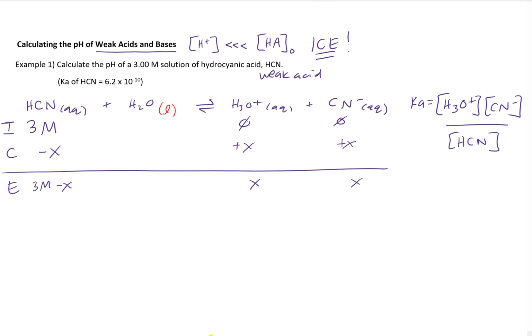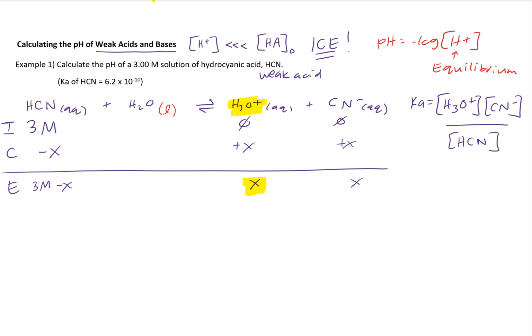We need to solve for the hydronium ion concentration because that is H+. And I know if I can get the H+ concentration, I know pH equals negative log of H+. I need to plug in the equilibrium value of the hydrogen ion, aka hydronium. So I essentially need to solve for X and plug X into the pH formula.